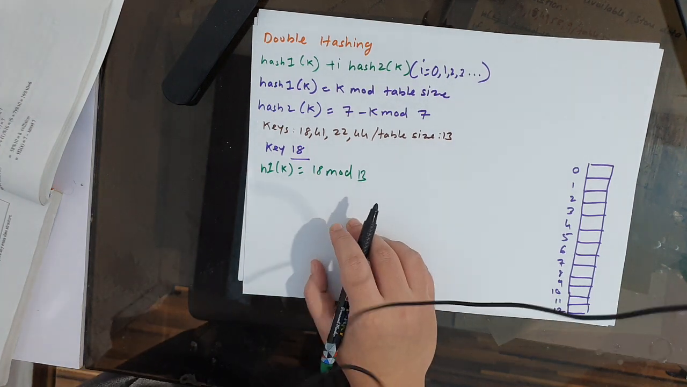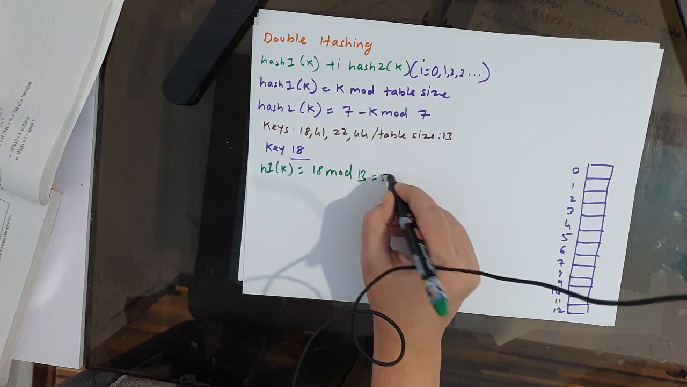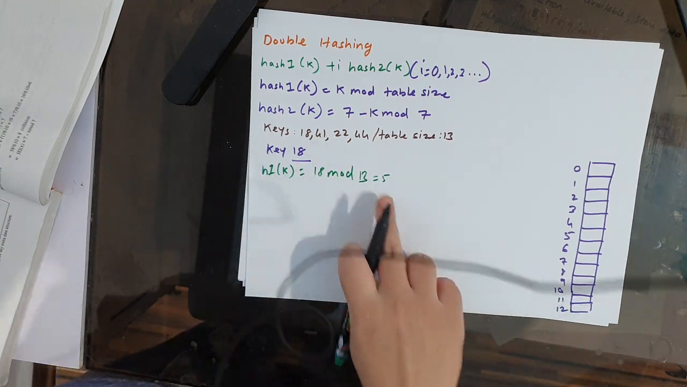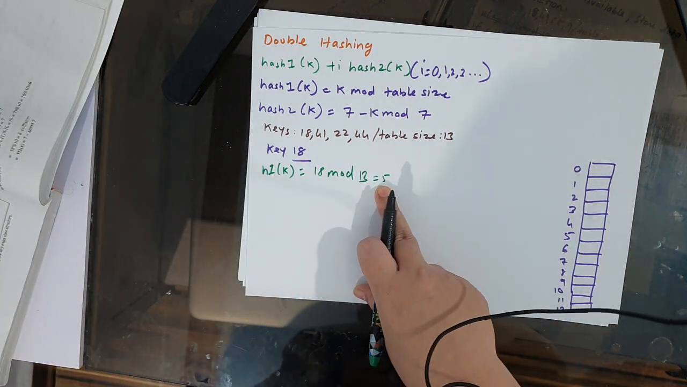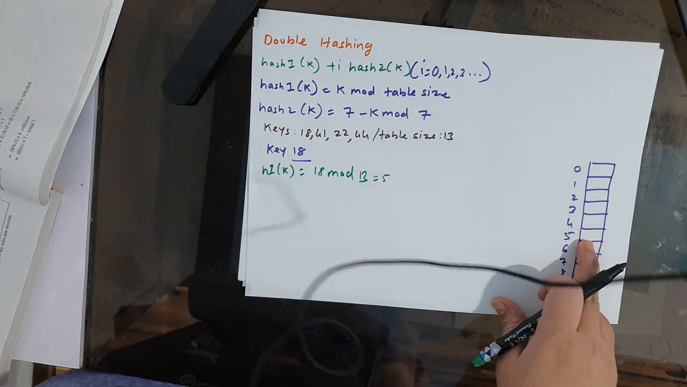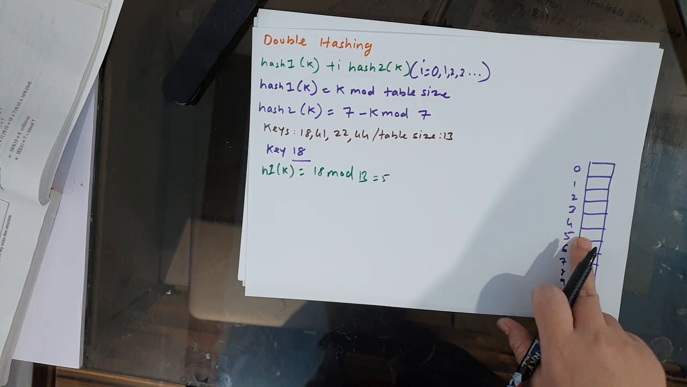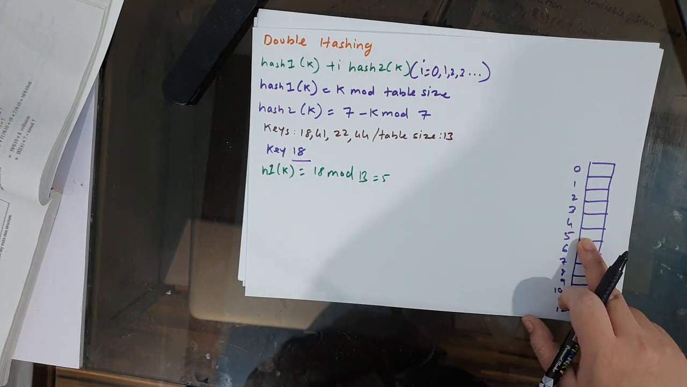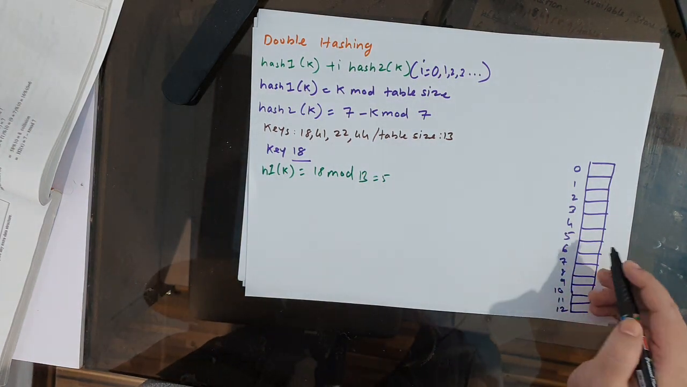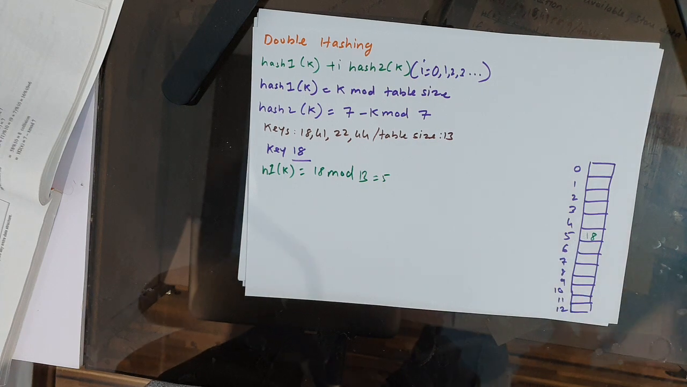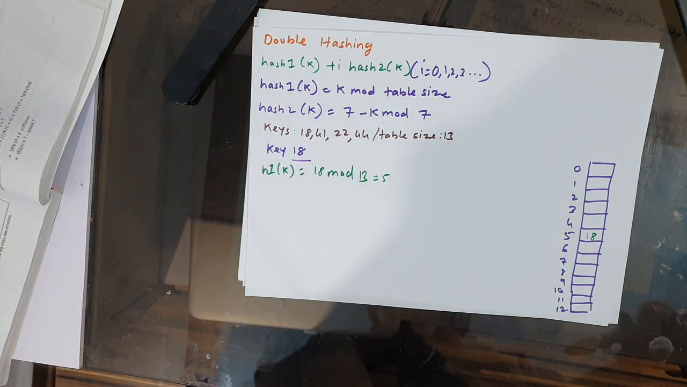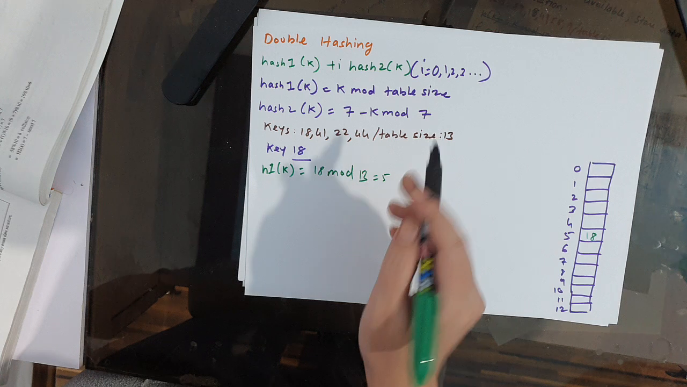The answer that we get is 5. Is the fifth location empty? Yes, the fifth location is empty. So let's put our data right there in the fifth location. We'll put 18 right here in the fifth location. Once done with this, our first value is done.